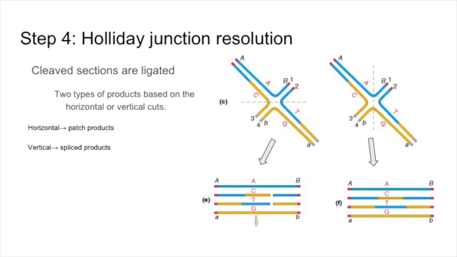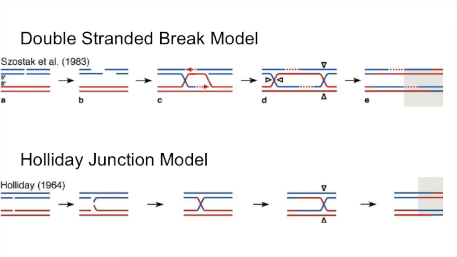If the cleavage occurs in the vertical direction, the DNA outside of the Holliday junction is exchanged or crossed over between the two parental duplexes. These products are called recombinant or spliced products. Now that we have the main steps of homologous recombination, there are two models listed for the initiation of the repair. The first, or the DSB model, relies on the double-stranded breaks in the DNA, while the Holliday model is initiated by the pair of aligned nicks.